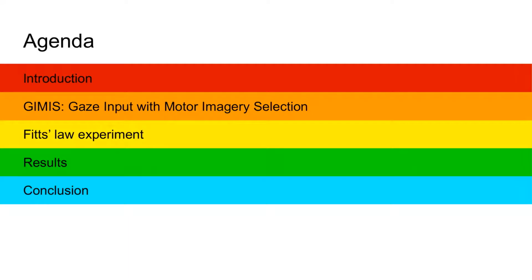After a short introduction, we will describe our method, GIMIS. We will present the Fitts law experiment that was performed to evaluate its performance. We present the results and conclude with a reflection on the user experience and the feasibility of GIMIS for human-computer interaction.